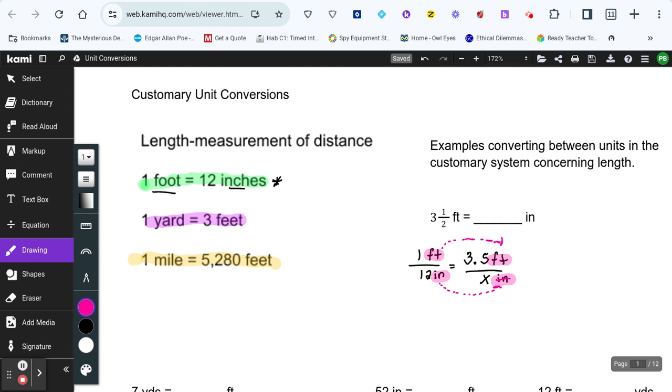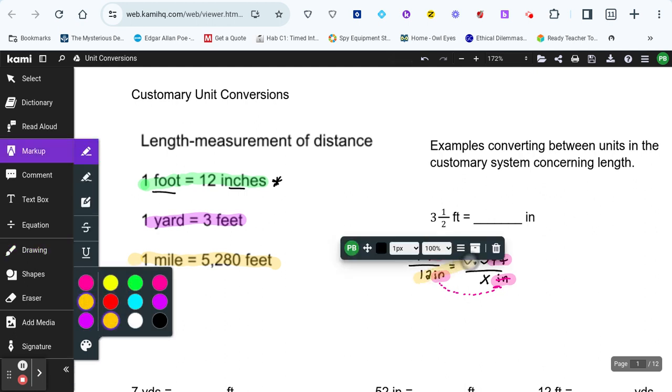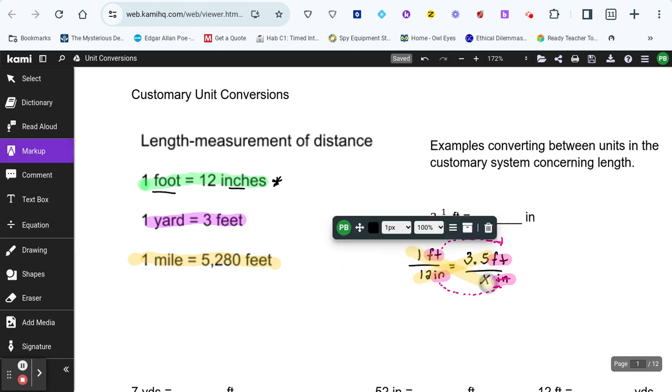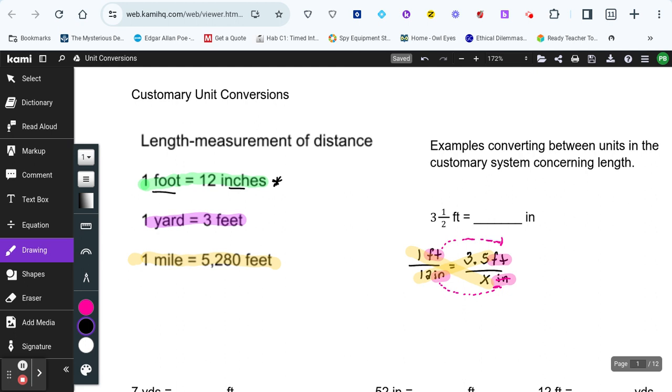All right, and what you do to solve a proportion is you simply cross multiply and divide. So I'm going to cross multiply these two numbers, 12 and 3.5, and then 1 and x. Okay? So you're going to set up an equation. You're going to do 12 times 3.5, and then 1 times x, which is just x. Okay? So what is 12 times 3.5? It gives us 42. And I know that's 42 inches. That's all it is. Okay?